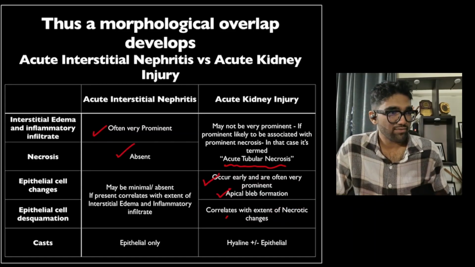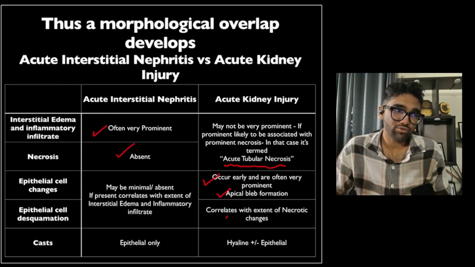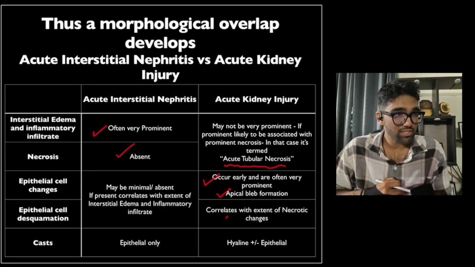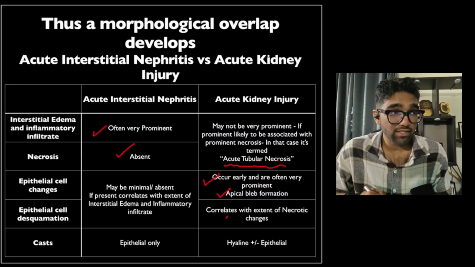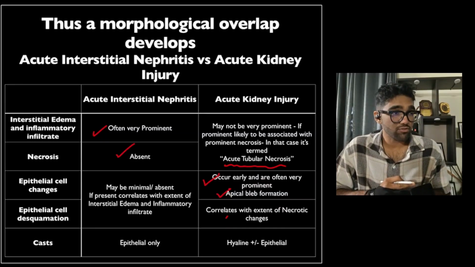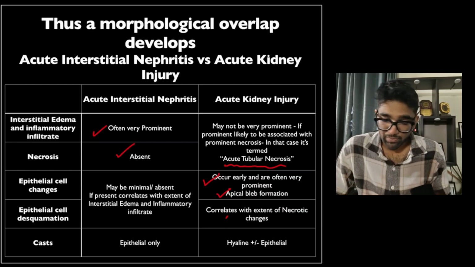This is quite self-explanatory, because epithelial cell desquamation is a type of necrosis of the epithelial cells, and necrosis of the interstitium is also a necrosis of the interstitium. And both are obviously the result of prolonged ischemia. So they correlate in severity and distribution with the epithelial cell desquamation.